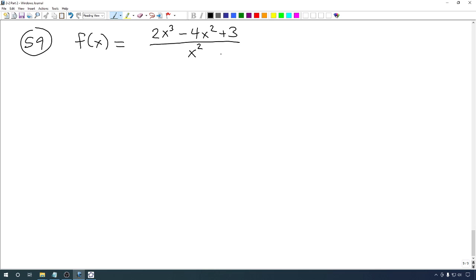But here, because we are just dividing by a power of x, this x squared, and not by some polynomial with more terms in it, if this was x squared plus 2, then I wouldn't be able to do this right now. We'd have to wait until we get to the quotient rule in a later section. But because we're just dealing with dividing by x squared, we can actually just split this up into multiple fractions. I'm going to write this as this first term of 2x cubed divided by our x squared. Then we have a minus 4x squared over x squared. And then we have the 3 over x squared.